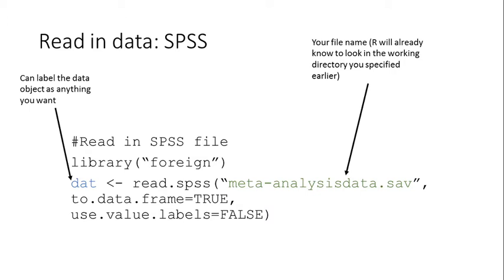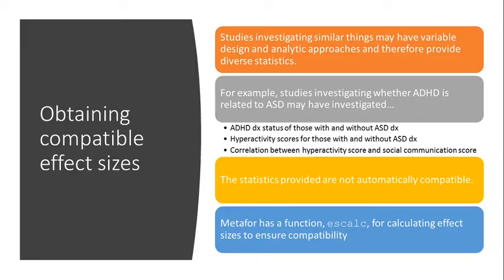But the problem is that studies investigating kind of similar things often have variable design and analytical approaches, and therefore you're going to have a range of summary statistics that they've given you. But to run the meta-analysis, you need them all to be on the same scale, them all to be compatible. So Metafor has a command that can help you with this.